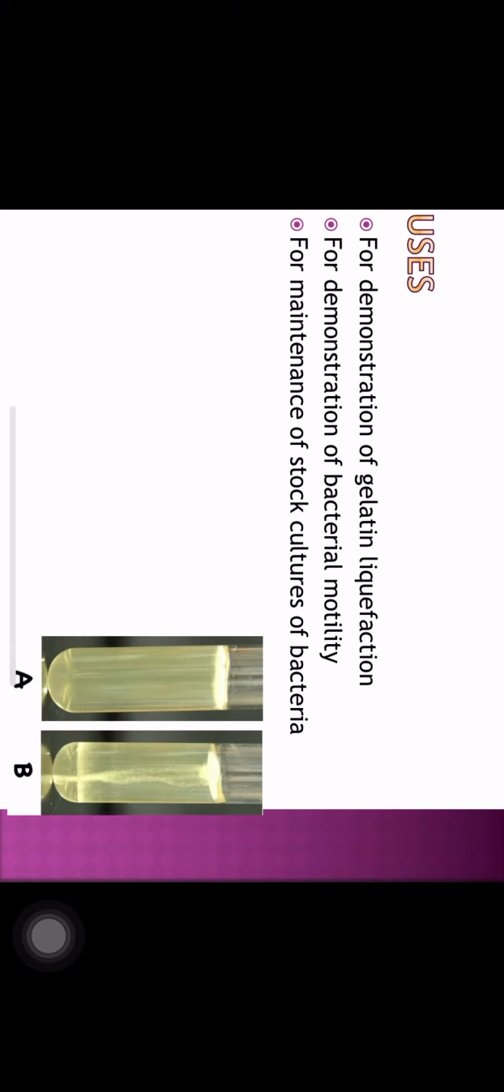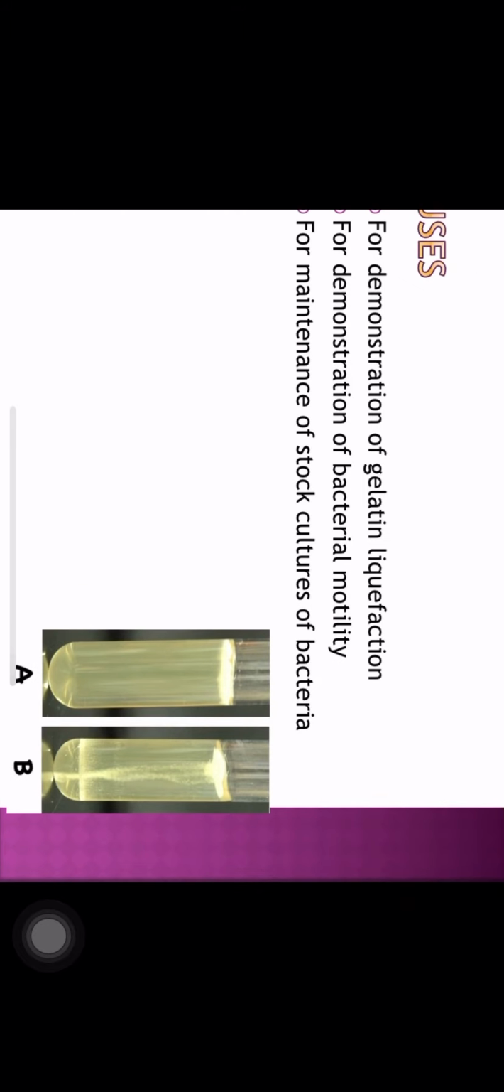Here you can see that this is a semi-solid medium. In one test tube, the bacteria have grown only along the stabbing line, and in one test tube they have grown in the adjacent areas as well. So those which have grown in the adjacent areas also, they are actually motile bacteria, so they have moved in other areas in the medium. And those which do not spread, they are non-motile bacteria. You can use this method for gelatin liquefaction and for demonstration of bacterial motility.